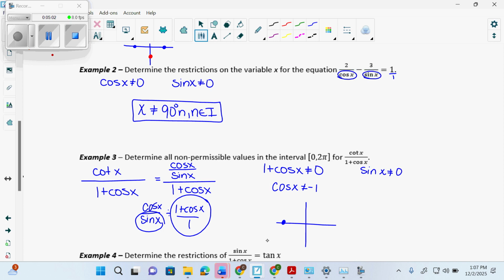Okay. Then we need where sine x can't equal 0. So where does sine equal 0?